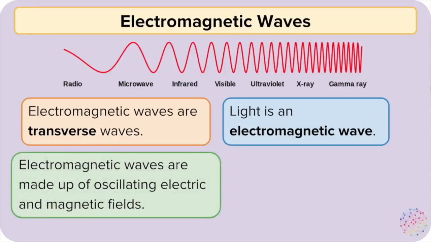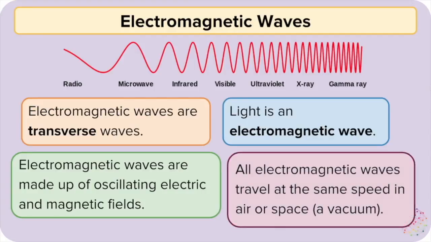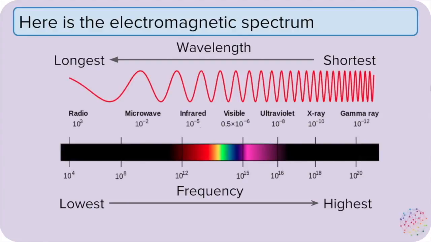Electromagnetic waves are made up of oscillating electric and magnetic fields, and all electromagnetic waves travel at the same speed in air or space. Here is the electromagnetic spectrum. We can see that the spectrum is organized in order of decreasing wavelength and increasing frequency and energy.